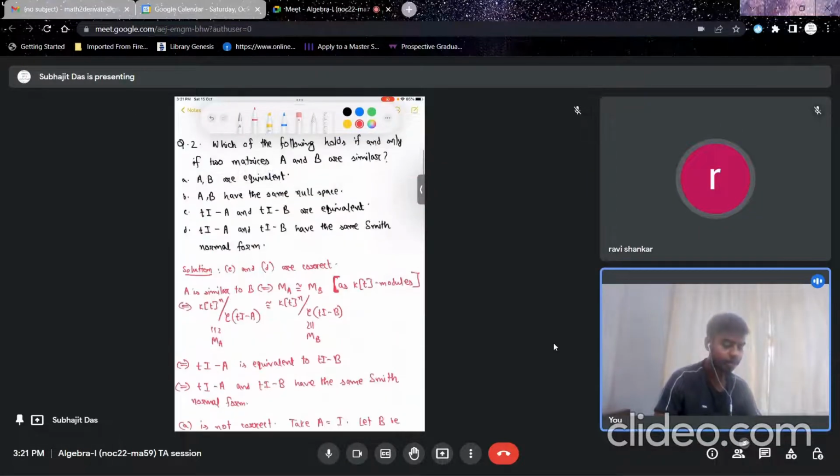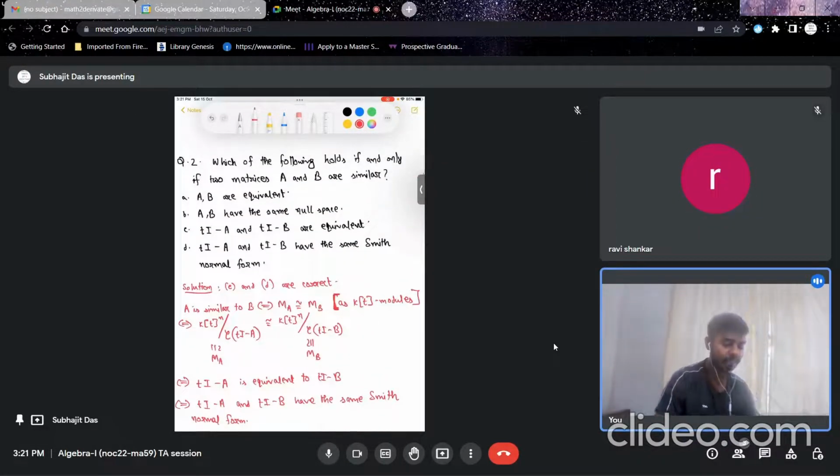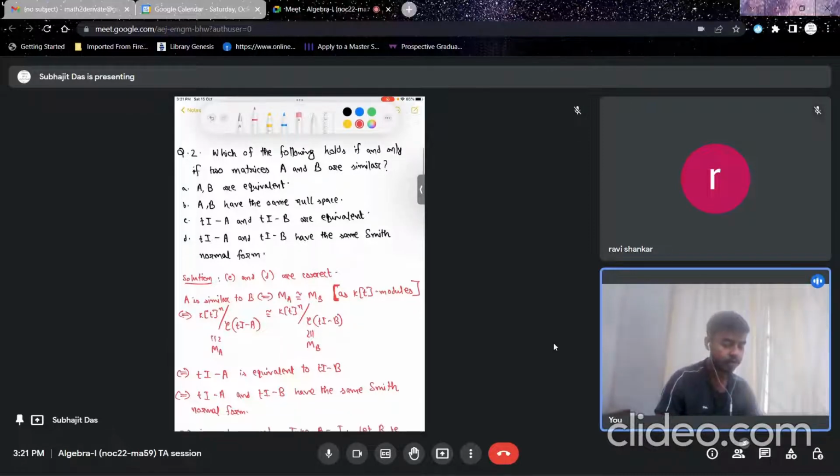So certainly option B is also not correct, that if A and B have the same null space, this is equivalent to saying that A and B are similar. This is wrong. So certainly option A and option B are incorrect and option C and option D are correct.